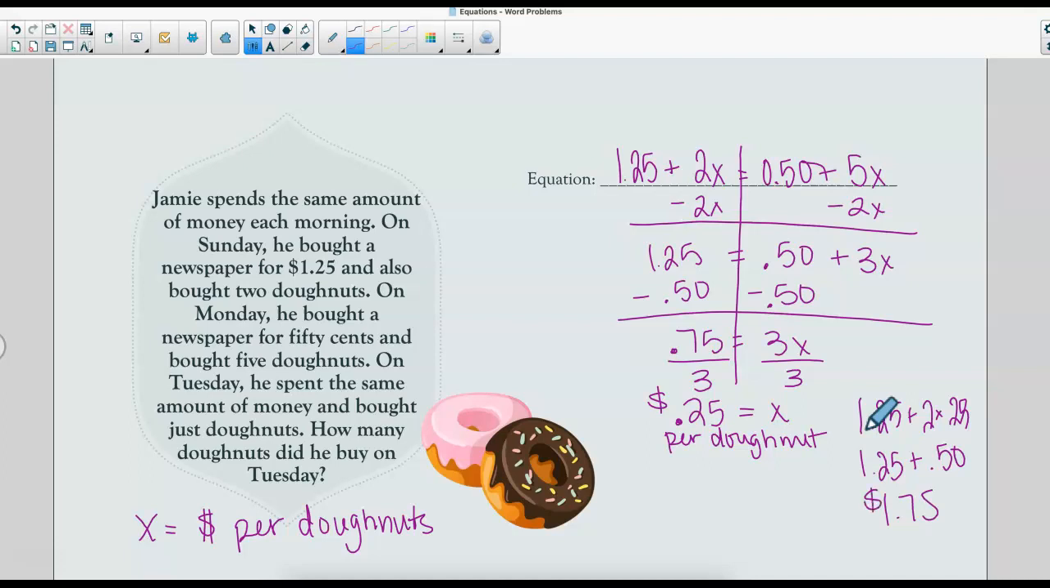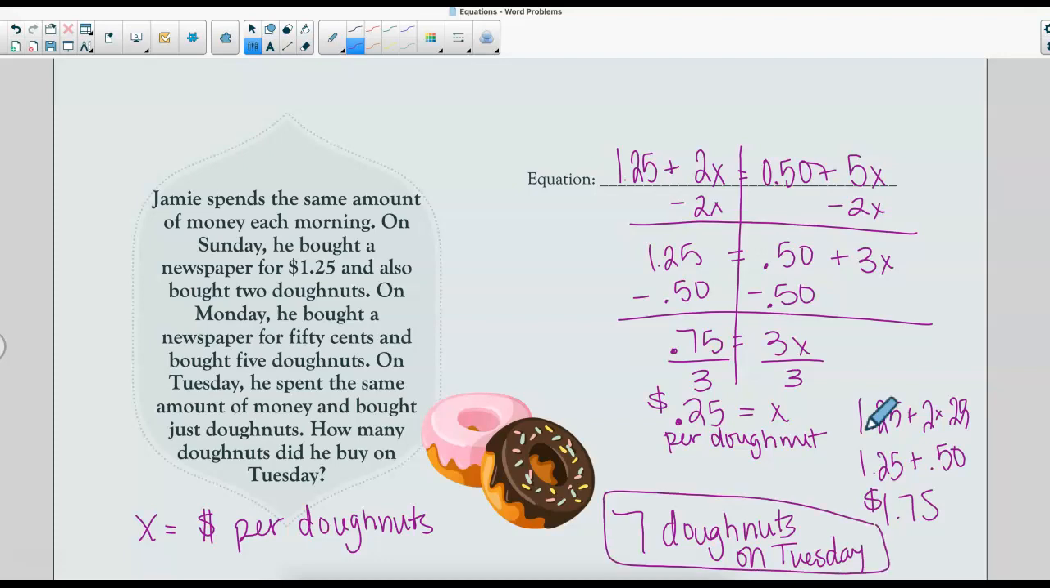So how does that help me figure out how many donuts he bought on Tuesday, Ellie? So how many donuts did he buy on Tuesday then? 7. 25 cents for each donut. How many times do you need 25 cents to get to $1.75? He bought 7 donuts on Tuesday. Okay, so that would answer the question.